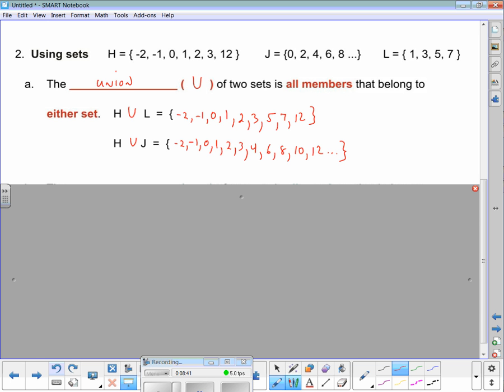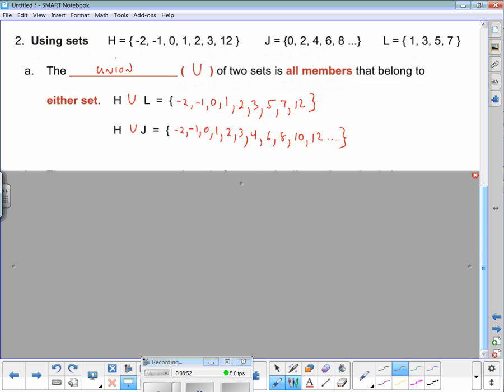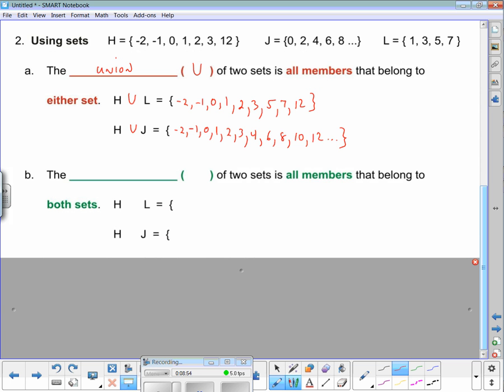So that's the first operation, union. Putting things together should be easy to remember. Remember, do not repeat anything twice. Don't forget your braces. The second operation, and I'm going to take my green here, is the set operation of intersection. Intersection.